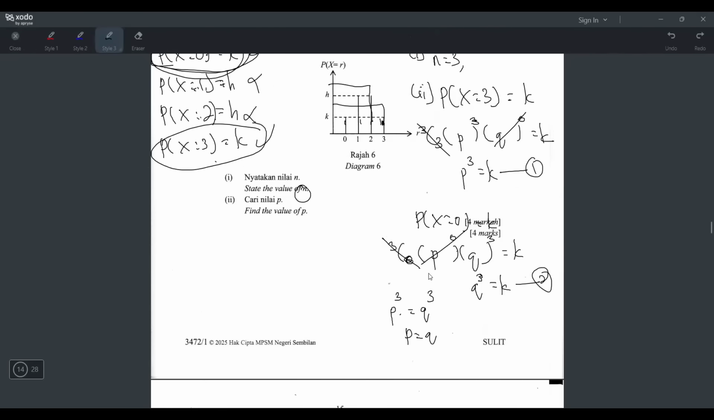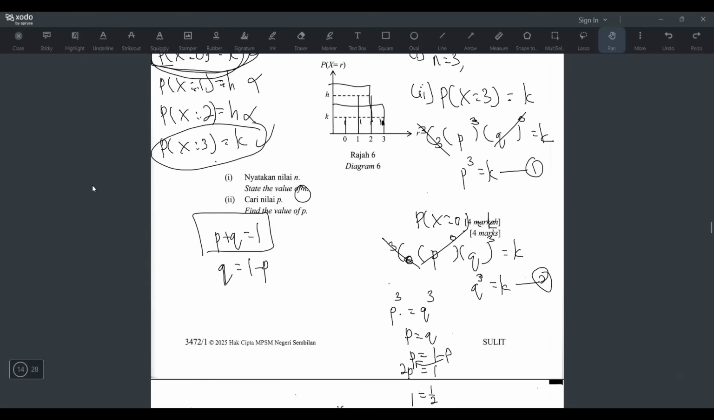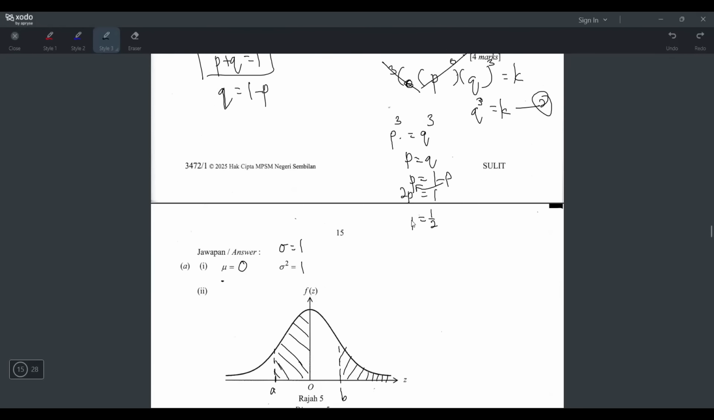Okay. But let's show the full working, and the full working will be like this. Because p plus q has to always be 1, that means I can find q: q is actually 1 minus p. So we can write it like this. p equals q, but q is 1 minus p, right? And now we can solve for p. So moving minus p over, p plus p is 2p equals 1. So p is 1 over 2, which means 0.5. Okay.